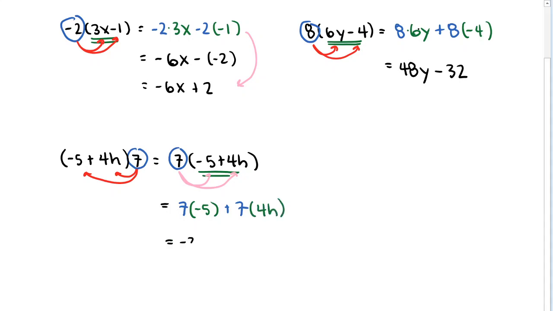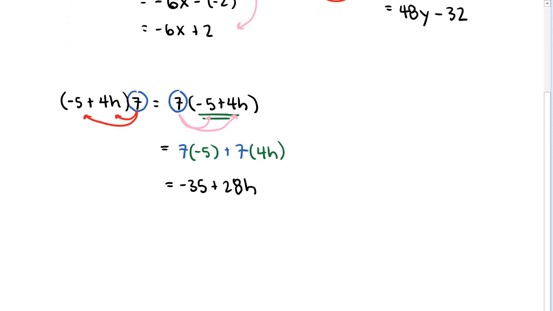And so this is negative 35 plus, well, 7 times 4 times h. I can do the 7 times 4 first to get 28 sets of h. And then I can't do anything more here. Negative 35 and 28h, these are not like terms. They can't be combined in any way. So this is really the simplest way we can write this expression so that it's equivalent, describing the same idea as it was above.